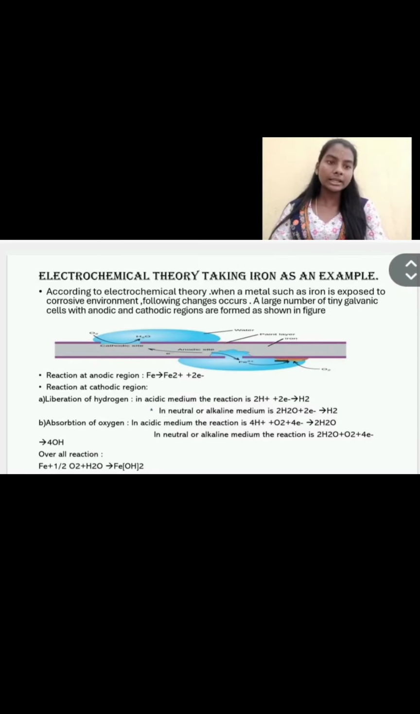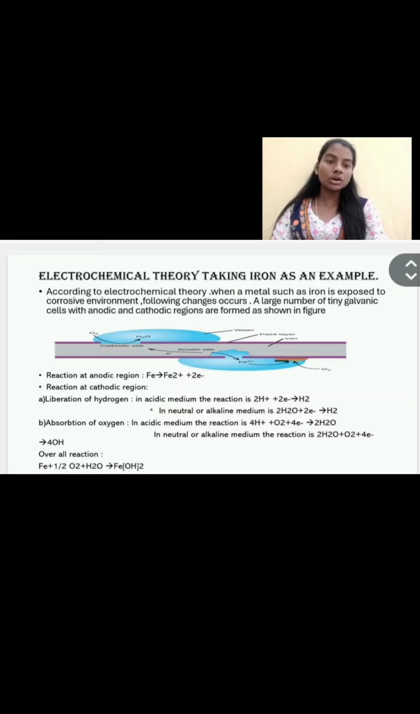Electrochemical theory, taking iron as an example. According to electrochemical theory, when a metal such as iron is exposed to a corrosive environment, the following changes occur. A large number of tiny galvanic cells with anodic and cathodic regions are formed, as shown in the figure. Reaction at the anodic region: Fe gives Fe2+ plus 2e-. Reaction at the cathodic region: liberation of hydrogen in acidic medium. That reaction is 2H+ plus 2e- gives H2.